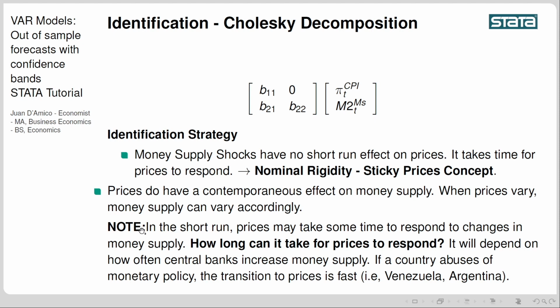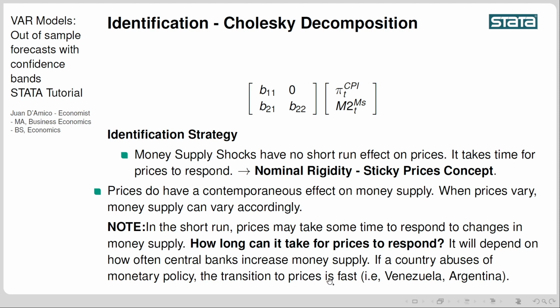Here I included a note, it's very important. As we have already talked about this, in the short run, prices may take time to respond to changes in money supply, but in the long run, of course, money is neutral. Money will only create inflation in the long run.